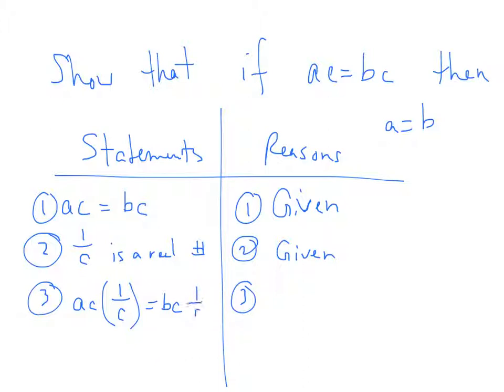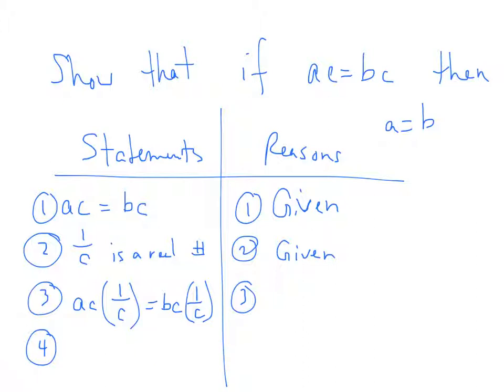Good, Luca. Very good. Now, that would definitely be the next statement. You have to fill in the reason for this. Why can you multiply both sides of the equation by 1 over C? What property says you can multiply, hint, both sides by the same thing?